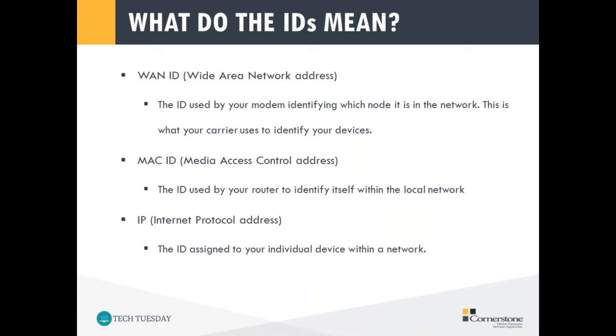So every different one of my devices, my Roku, for example, or my computer, or even my phone when I have Wi-Fi turned on, all roll up to the media control ID, that MAC ID, and then that MAC ID then broadcasts using the WAN ID out to the rest of the network, if that makes sense.